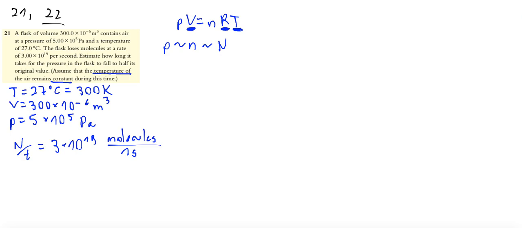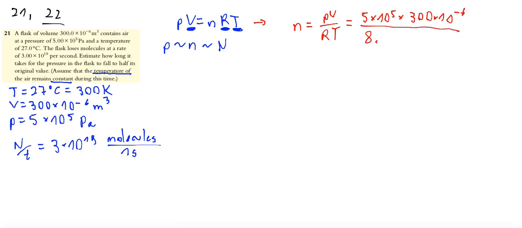Okay. So basically, if you want to find the time after which pressure drops to half, then you have to first find how many molecules are in the flask at the beginning. So use Clapeyron's equation and calculate the number of molecules. First calculate the number of moles, which is PV over RT. P is given, it is 5 times 10 to the power of 5, times V, which is given, 300 times 10 to the power of minus 6, divided by R, which is given, 8.31, times the temperature in kelvins, 300.